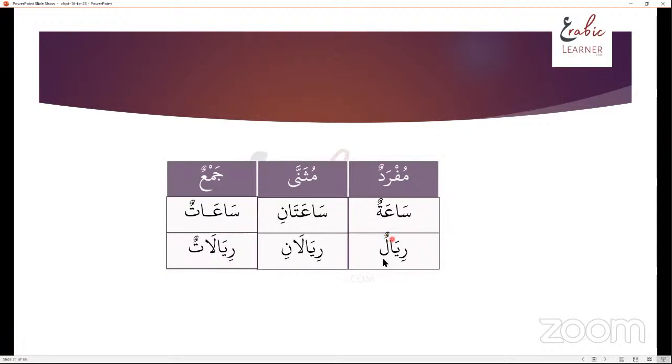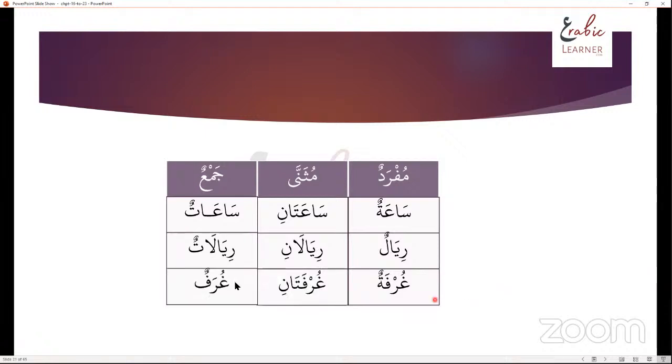Though riyalun is muzakkar, actually the riyal is muzakkar, but its jama is riyalatun. This is how it has been accepted. So this is an exception here. Ghurfatun, ghurfatani, ghurafun. Ghurafun is the jama of room. Ghurfatun means a room. Ghurfatani means two rooms. Ghurafun means plural, rooms.